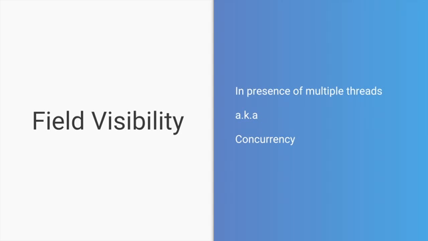The second topic that we need to understand is called field visibility. And this is generally applicable only in terms of multi-threaded applications, which we also call concurrency or concurrent programming. Before we take a look at an example, let's revisit the memory model.